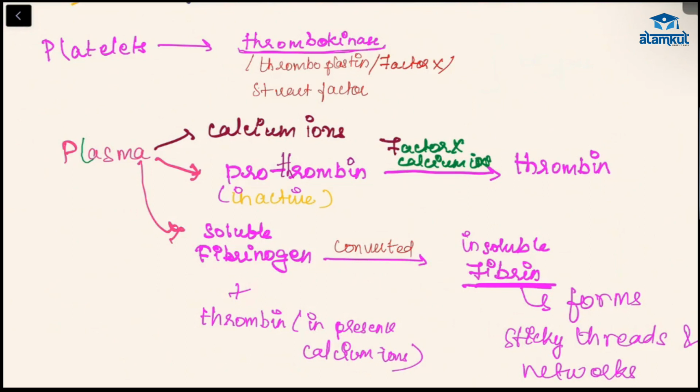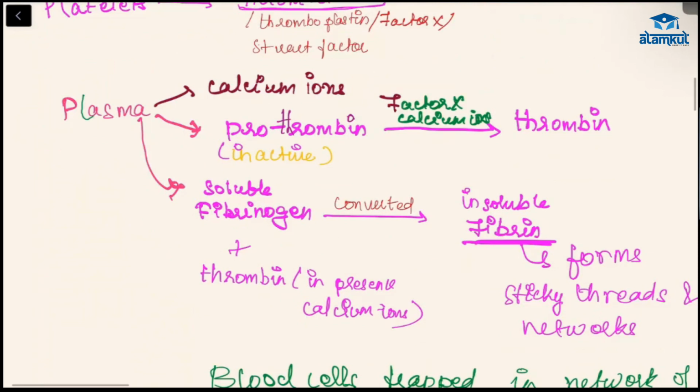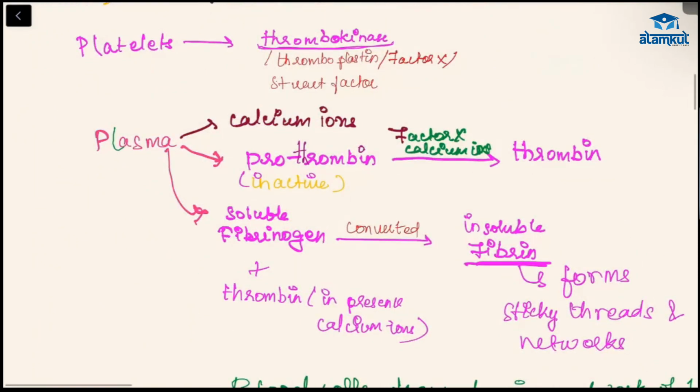The platelets have factor X, that is thrombokinase. What will it do? It will activate the prothrombin and form thrombin. So calcium ion plus this thrombokinase, which is from the platelets, will form thrombin. This is the work of platelets, providing the enzyme which will activate the inactive form.